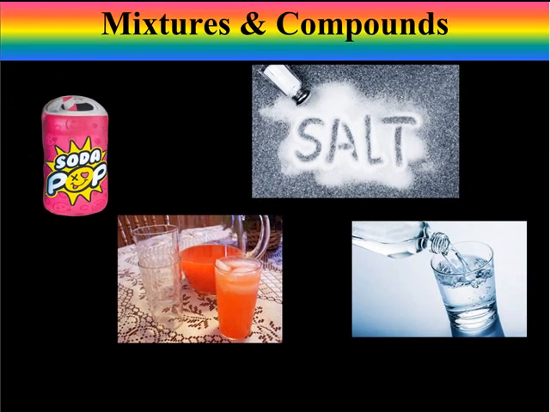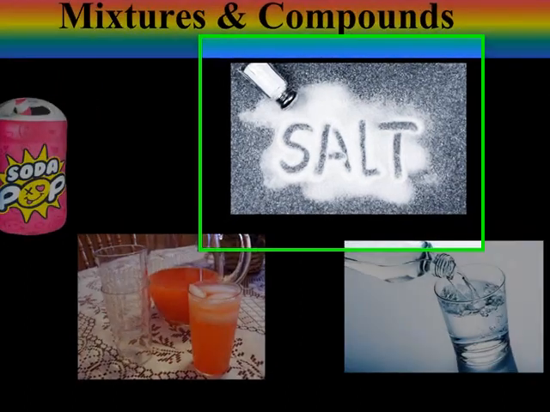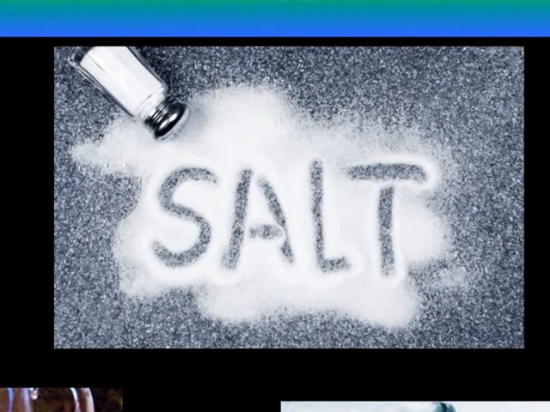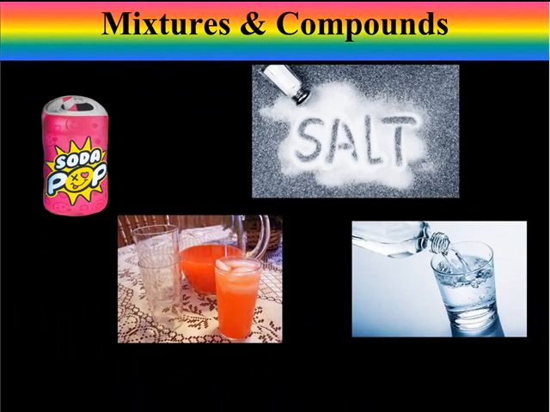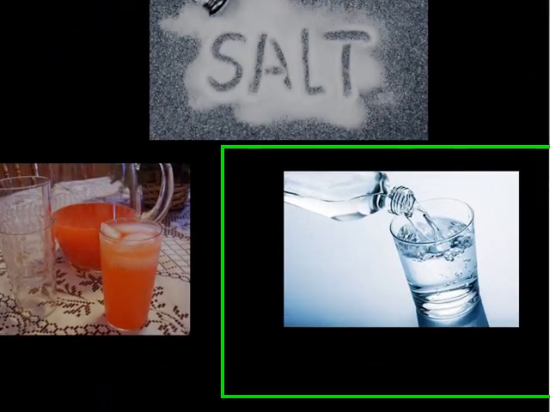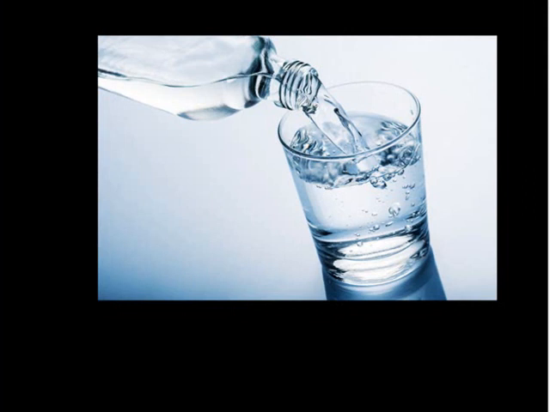Compounds are two or more elements that are chemically combined. Some examples of compounds are salt, which is sodium and chlorine combined chemically, carbon dioxide, which is carbon and oxygen combined chemically, and water, which is hydrogen and oxygen combined chemically.